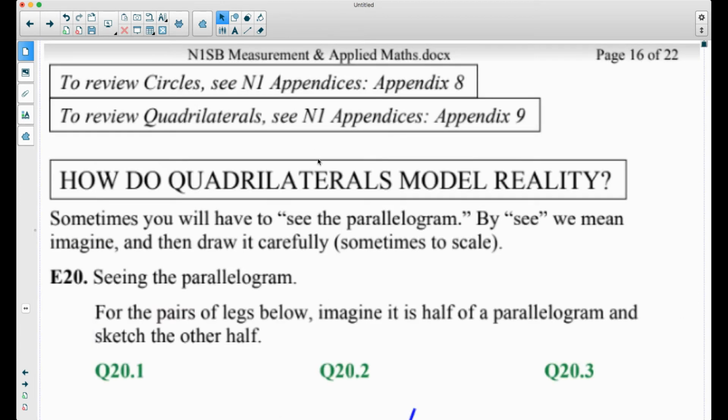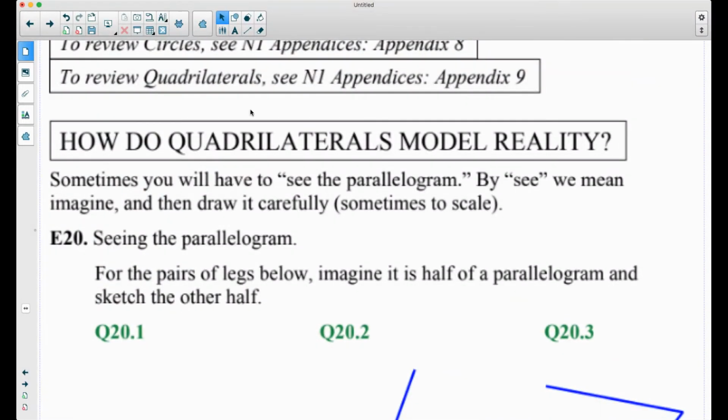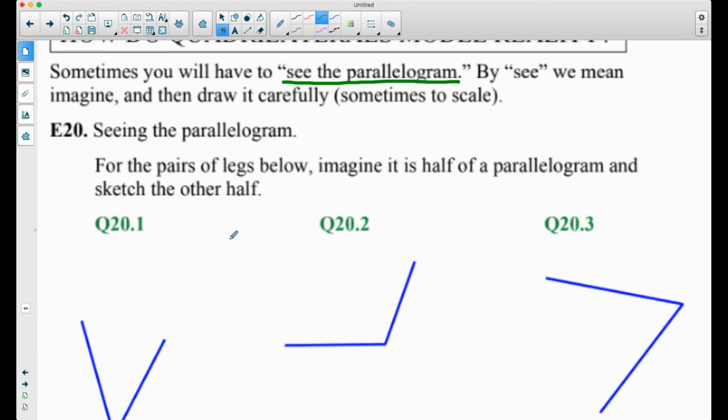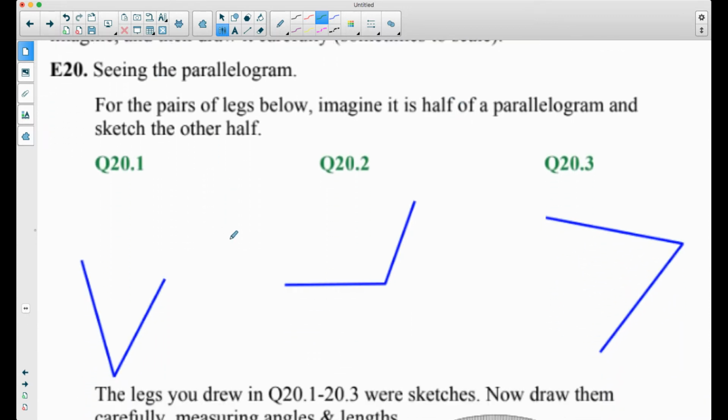All right, let's go over here to page 16. All right, on page 16, what you'll see is how do quadrilaterals model reality. So sometimes we need to see the parallelogram. On the last page, we had to see the triangle. Here, a little less frequently used, but sometimes you need to see the parallelogram. So how do we do it? Here's our example 20, seeing the parallelogram.